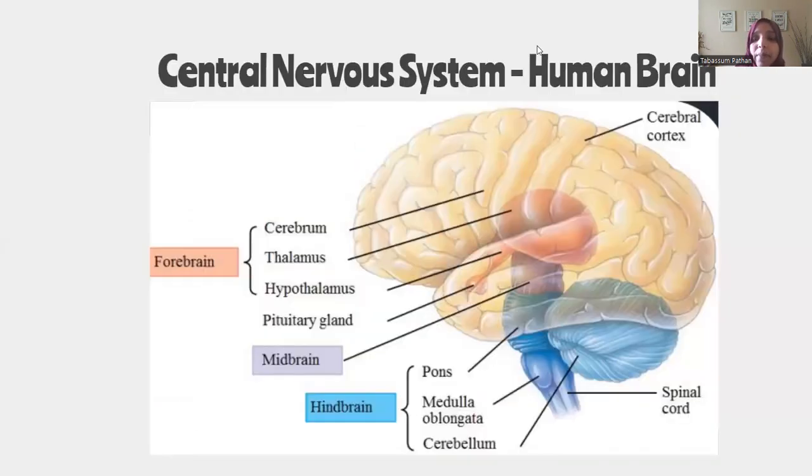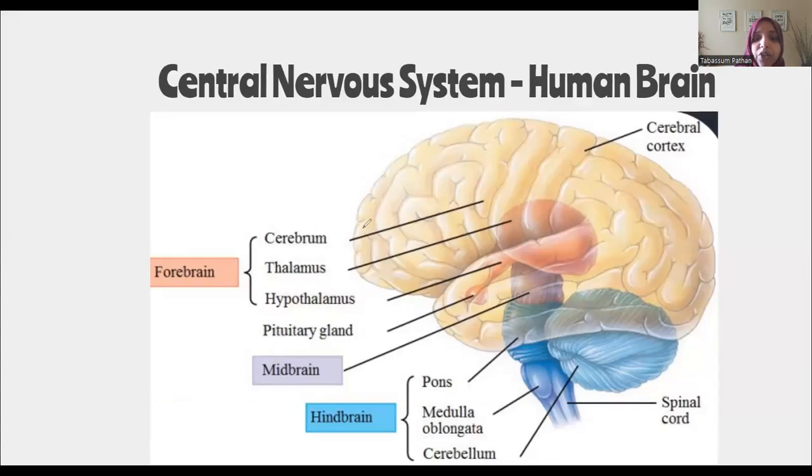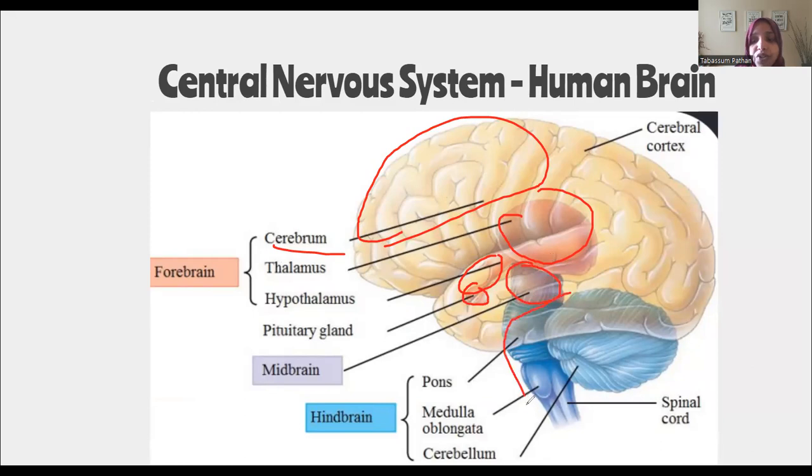So this is how the brain looks. You have the cerebrum over here. This is the cerebrum, front region. Then this is the thalamus. This is the hypothalamus. Here is the pituitary gland. This portion is your midbrain, and this whole portion is your hindbrain. And from here, the spinal cord comes.